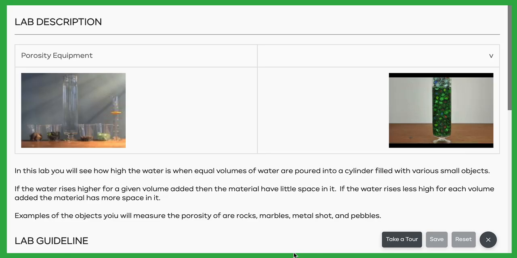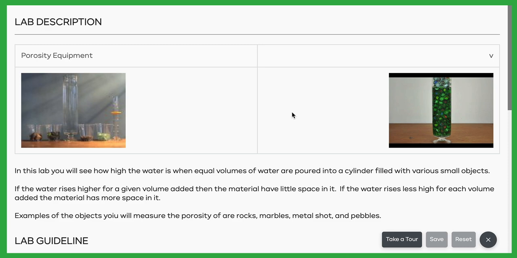Welcome to the tutorial video about porosity. Porosity really means how much space there is in something, in the pores of something. So if we put a bunch of marbles or rocks into a glass cylinder, there's some space in between them, and we can pour water in to measure how much space there is depending on what that object is.